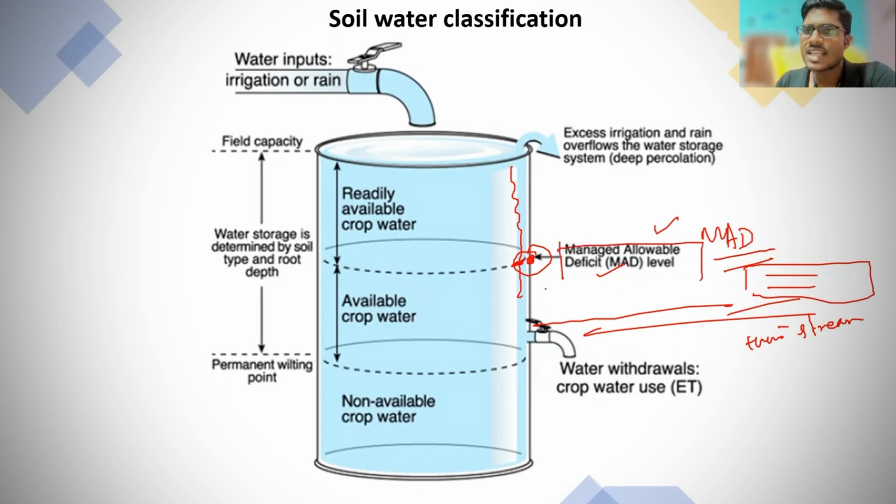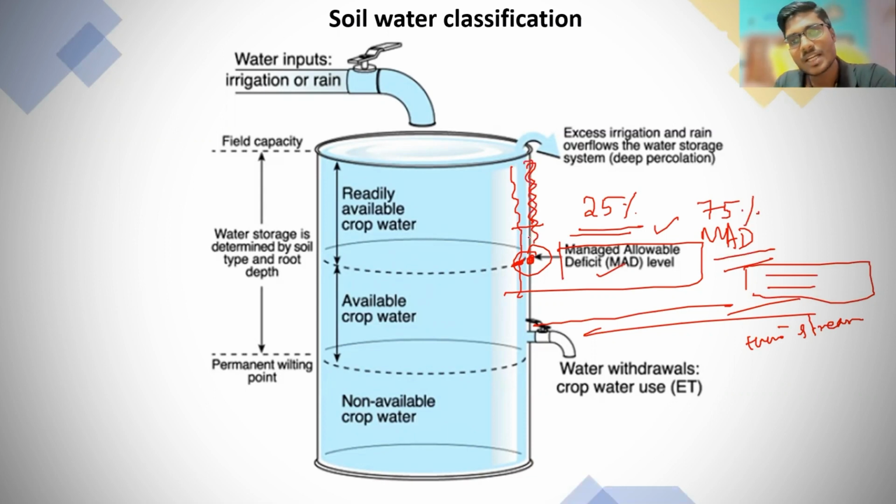So who decides this MAD level? This MAD level varies from crop to crop, soil to soil. For example, in case of rice, we have to irrigate the crop when the MAD level is at 25%, that is, when 25% deficit of water is there. But in case of sorghum, the MAD level is 75%, so when 75% of the available water is depleted, at that point of time we have to irrigate the crop. So this concept varies, and it is useful for scheduling the irrigation. We'll see this concept again in the irrigation scheduling chapter.